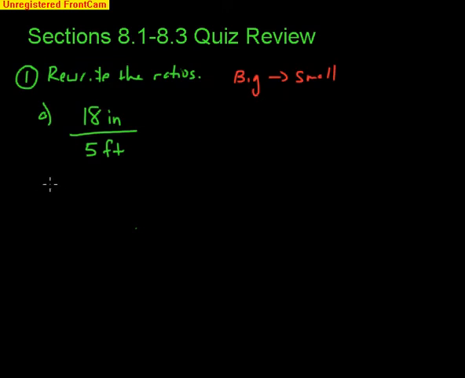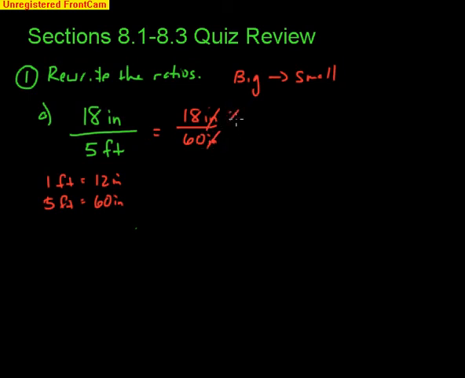So I look at feet and inches and I say, okay, 1 foot is 12 inches. So that means 5 feet times 12 is 60 inches. So this is how I'm going to rewrite my ratio as 18 inches over 60 inches. Now that my units are the same, my units cancel, and now it's just, can I divide?